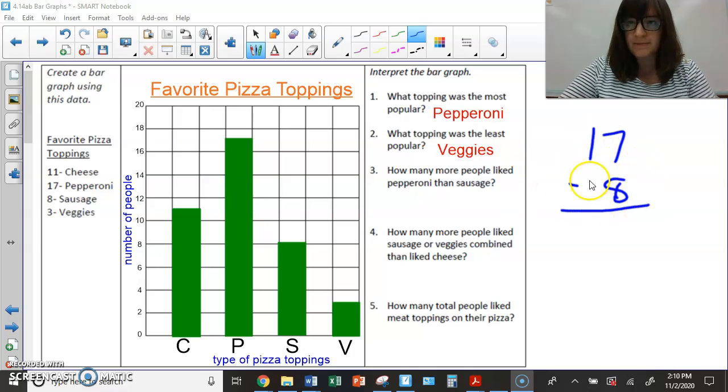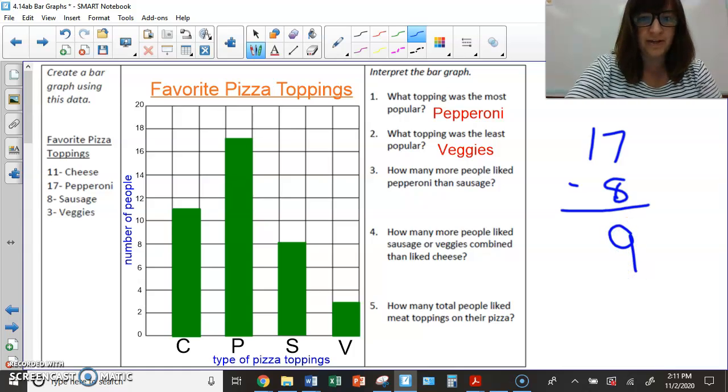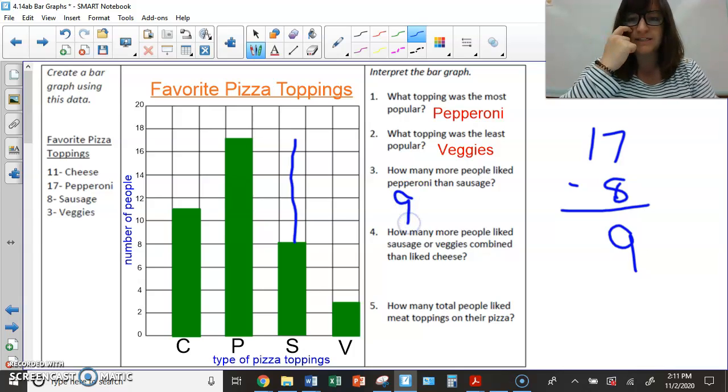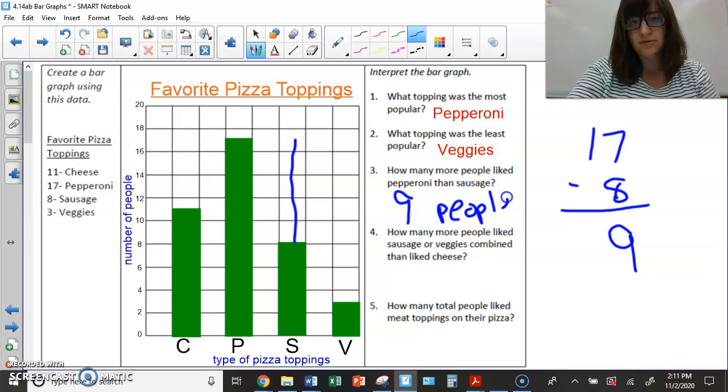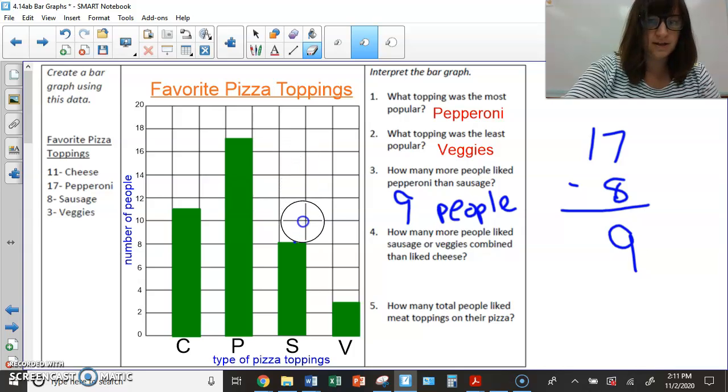The subtraction problem that I would do would be 17 pepperoni minus 8 sausage. So 17 minus 8 is 9. I can check that by going here. So this 2, 4, 6, 8, and then a half is one more, so that would be 9. Okay, so that's how many more people liked pepperoni than sausage. All right. Let's take away this line.